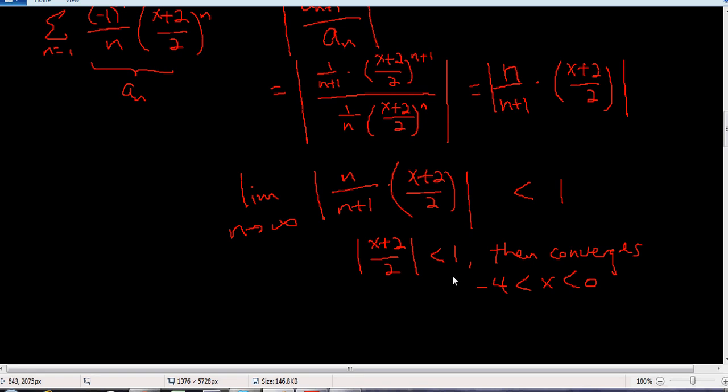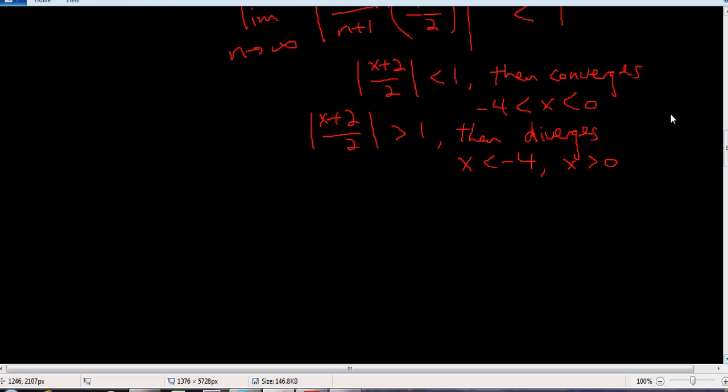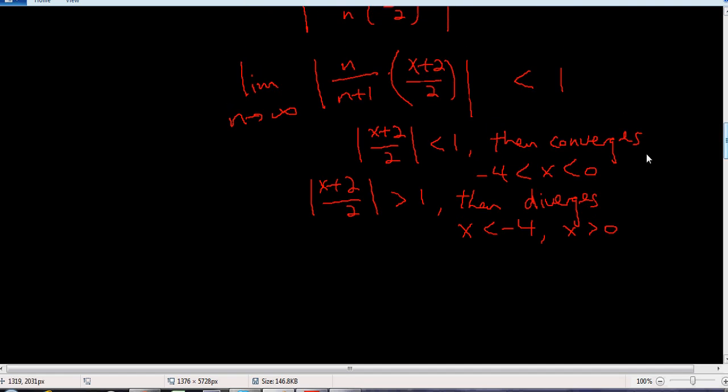If it's bigger than 1, so if |x plus 2| over 2 is bigger than 1, then it diverges. And this is just the case where we're outside of this interval. If x is less than -4 or x is bigger than 0, then we know it diverges, so it's obviously not in our interval of convergence. And if it's equal to 1, we don't actually know. So let's say it's equal to 1. And of course I solve this, it's going to give me x is -4 and x is equal to 0. So the ratio test tells us nothing in the case that x is equal to -4 and x is equal to 0.